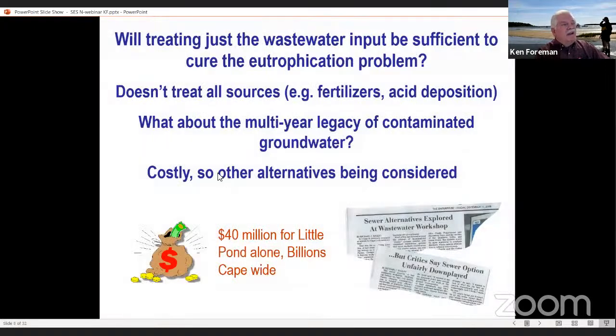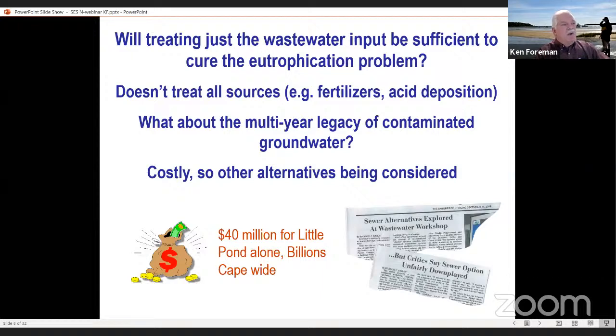So a question that is left to address is, will treating just the wastewater input be sufficient to cure the eutrophication problems? After all, that is not the sole source of nitrogen input. We also have fertilizers that are applied to people's lawns. We have acid deposition. And then, as I mentioned, there's this multi-year legacy of contaminated groundwater. So it might take quite a while for that to clear out. It does look promising in the Little Pond area.